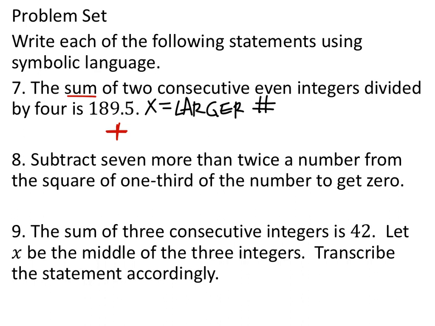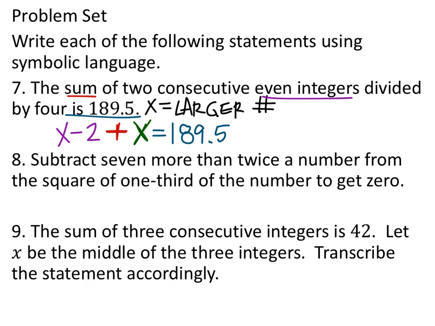The smaller number is based on the larger number, but since it's an even integer, it would be x minus 2, 2 below it, because it's an even integer. And then we would also have the actual larger number, which would just be x. And then it tells us that this is 189.5. And that's it. Again, we don't need to solve this because it didn't ask us to. We just needed to write the equation for it and define the variable, which was part of the objectives for this lesson. All right, number 8.